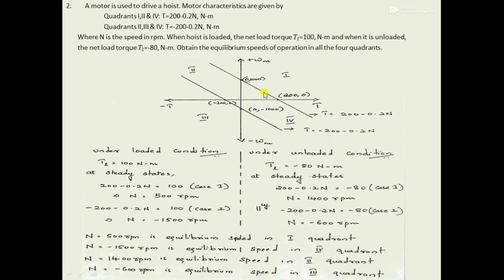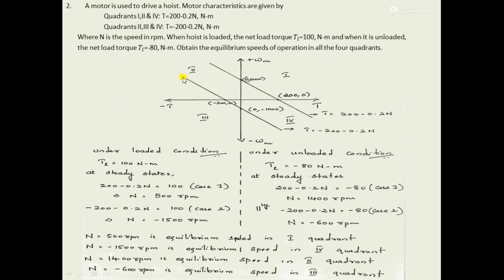Just like in the previous problem, the equilibrium speed can be determined by equating the motor characteristics with the load torque. So in this case also, for finding the equilibrium speed corresponding to the load torque of 100 Newton meter in the first quadrant, we will be equating 200 minus 0.2n with 100. Then further simplifying, we will be able to obtain the speed as 500 rpm. This is actually the equilibrium speed in quadrant 1.